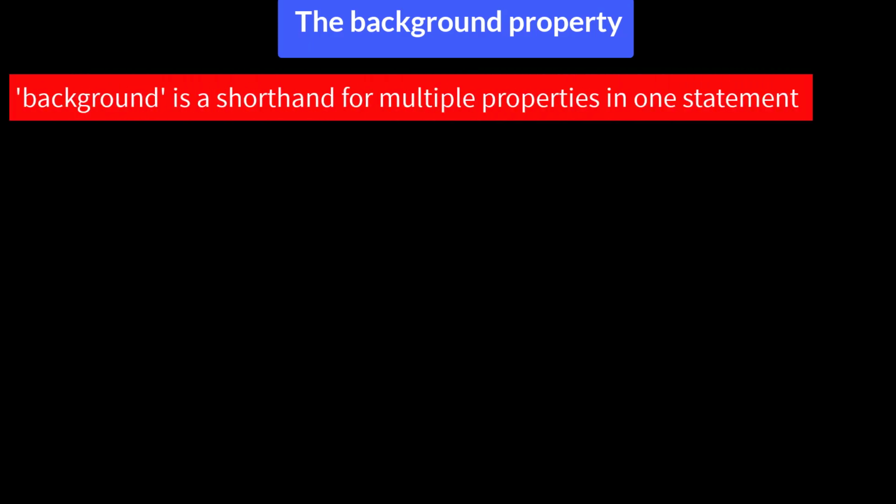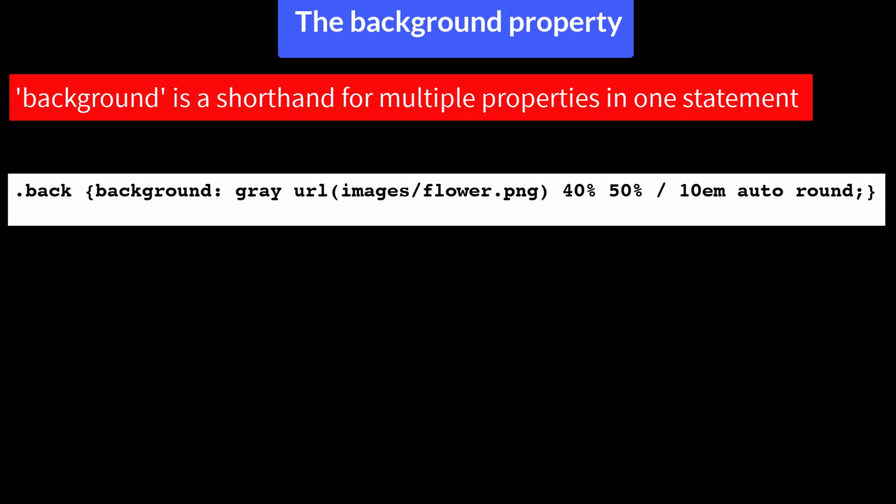The background property. Finally, to reintroduce the background property. This is a shorthand where you can specify many property values from most of the properties we've discussed in this session. This works because the format of the values is unique enough for the browser to deduce what you mean. For example, .back, background, gray, URL images/flower.png, 40%, 50%, /10em auto, round.